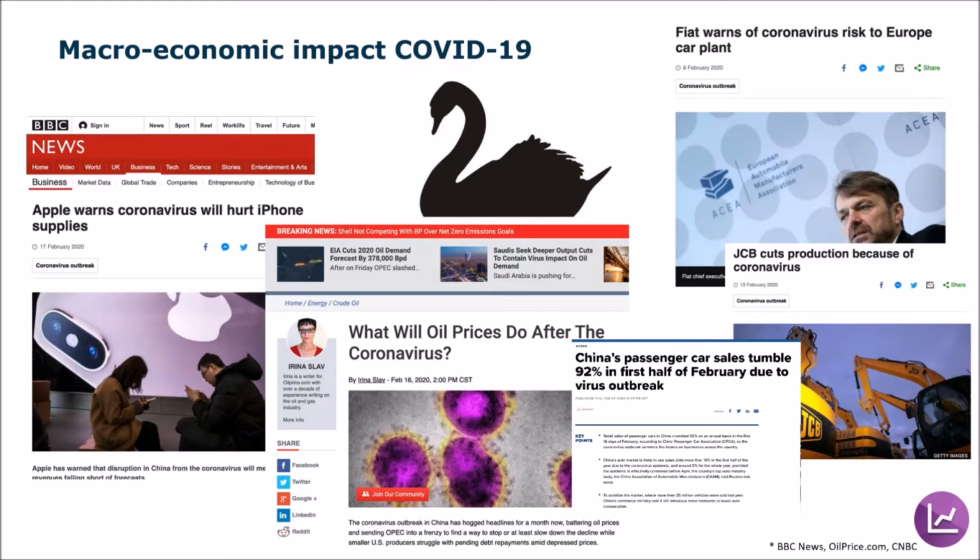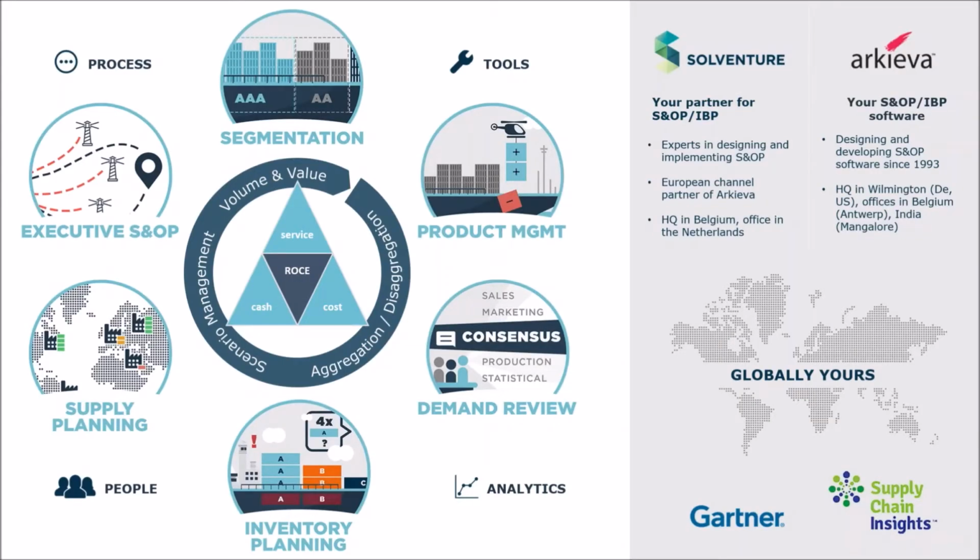like, how will we now take this into account in our forecasting processes? For people that don't know Solventure yet, in this call, we are experts in the S&OP process and European channel partners for the Archiva S&OP software that is also listed in the Gartner Magic Quadrant. If you look at the 6 steps of the S&OP process, at the core, of course, there's the supply, inventory, demand balancing, and basically we are in the business of making companies better in balancing that demand and supply with a strong element in analytics, because we strongly believe in analytics-based decision making.